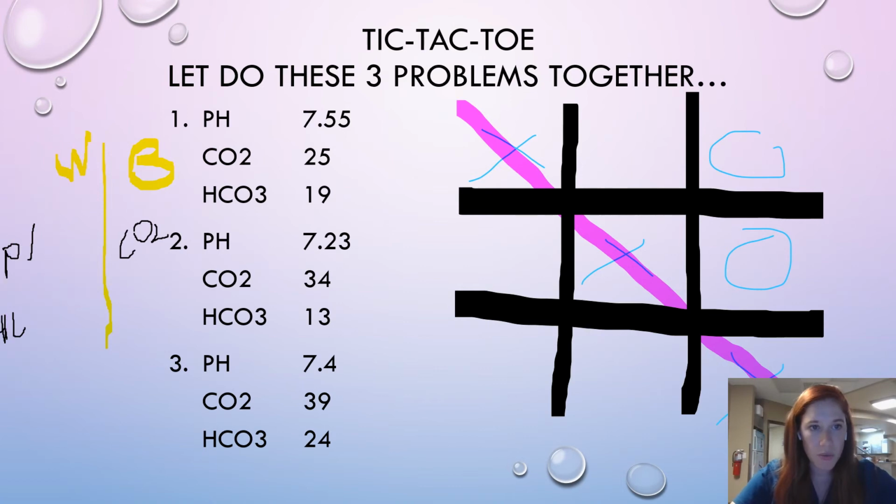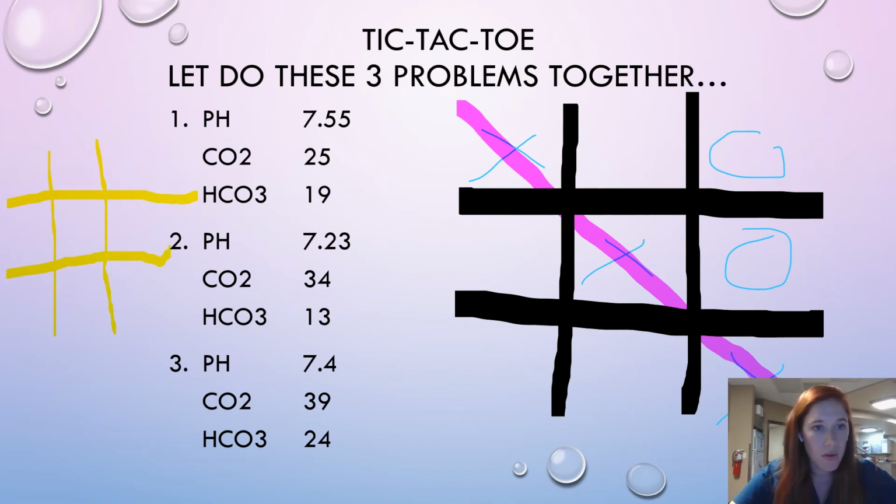Okay, let's do one more, and then I'll let you go. Okay, let's write out one more. All right. Looking at our stuff here, our pH is 7.4. Well, that actually falls into the normal range between our 7.35 and 7.45. So we can put our pH within the normal limits.